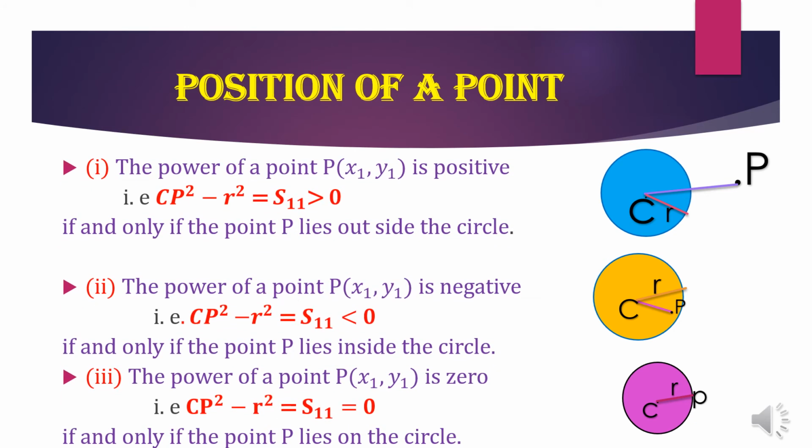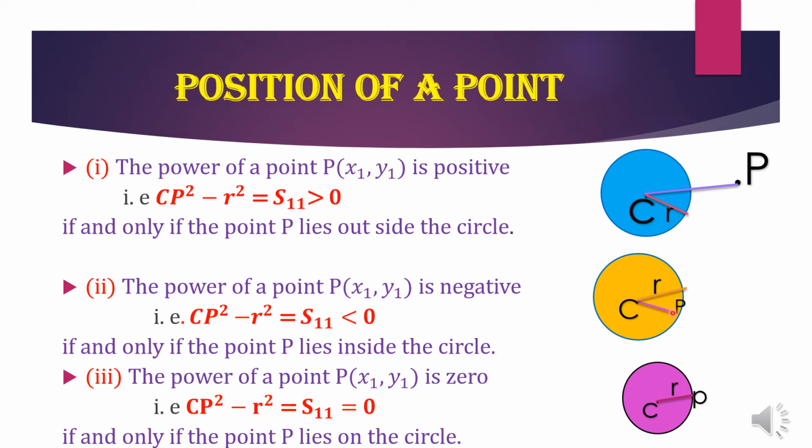Now we go to position of a point. First we observe three diagrams. In these three diagrams, P is an external point in the first diagram. In the second one, P is an internal point. In the third diagram, P lies on the circle.